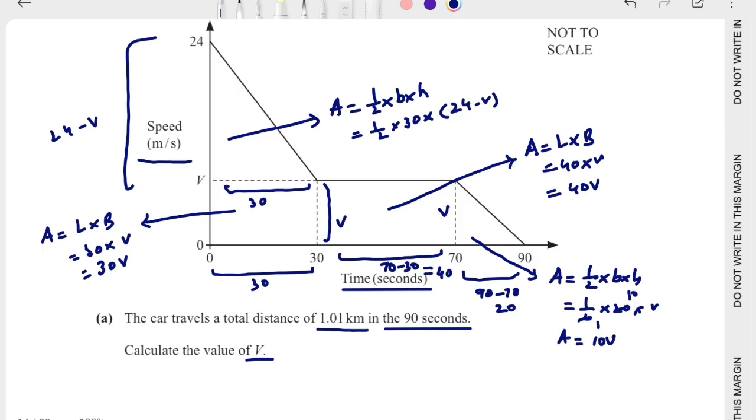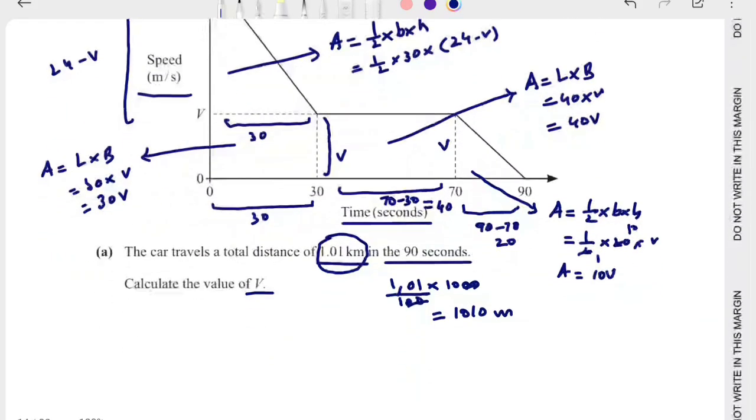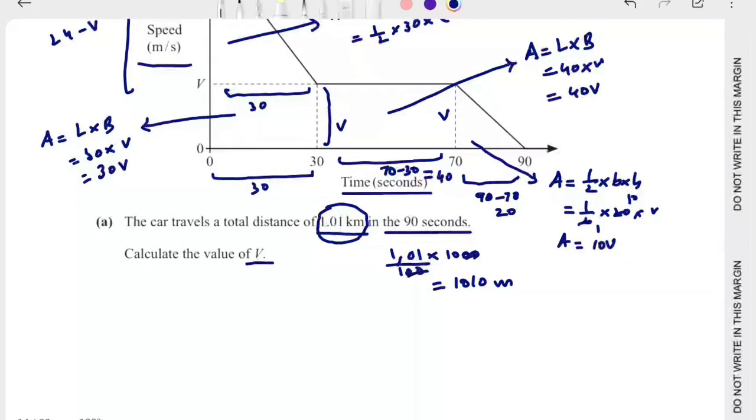Now there is again a very important thing here, that your distance is given in kilometers. We have to change kilometers into meters, so we'll multiply 1.01 by 1000. So the decimal will be removed, so 1010 meters would be the distance. Now we are going to write all distances together in the form of a sum.